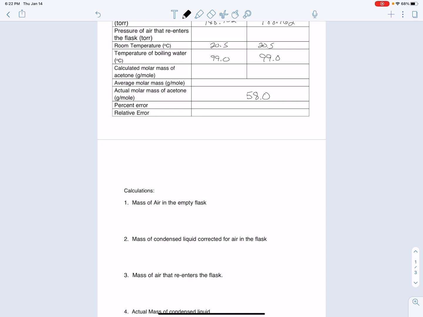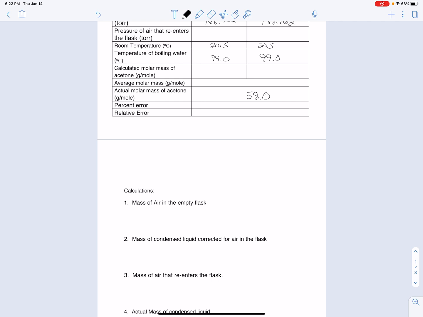It says the mass of the air in the empty flask. See, one of the misnomers when we say that a flask is empty is that it's really not empty. It's a flask that's actually full of air. It's just not filled with any liquid. So what we're going to do is figure out how much air there is in an empty flask.